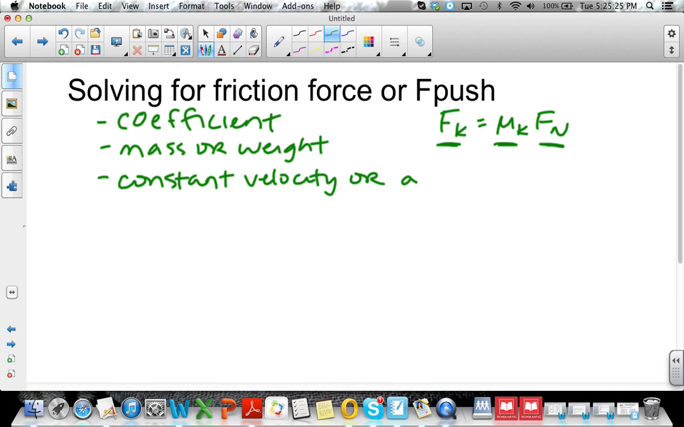But for right now, if they tell you constant velocity, then you know that friction and F push have to be the same. So no matter what, you'll be able to figure out friction. And once you have friction, if it's constant velocity, you basically have F push because they have to match to balance everything out. So this one feels a lot simpler than the last one. So let's go do a couple examples.